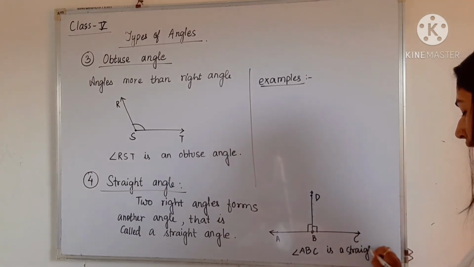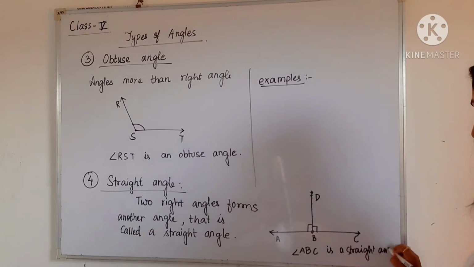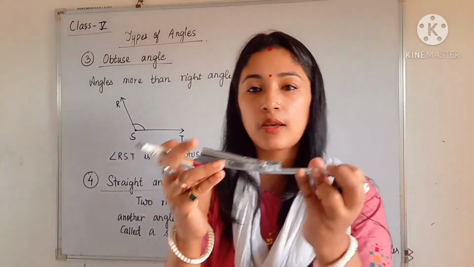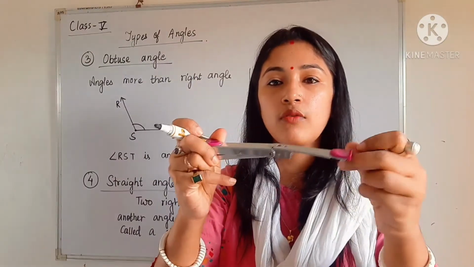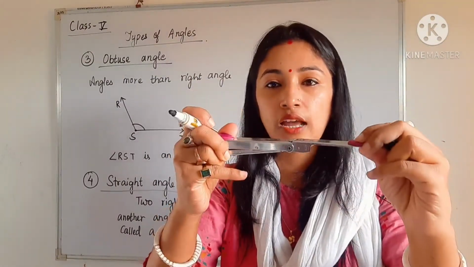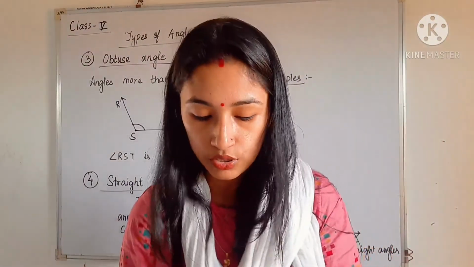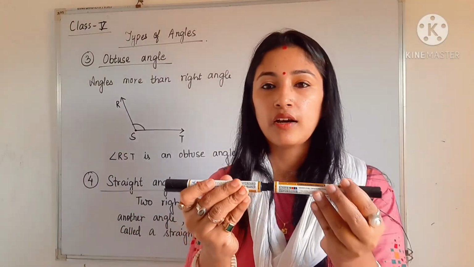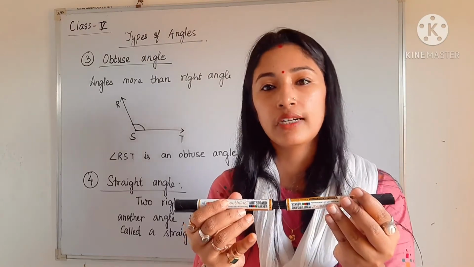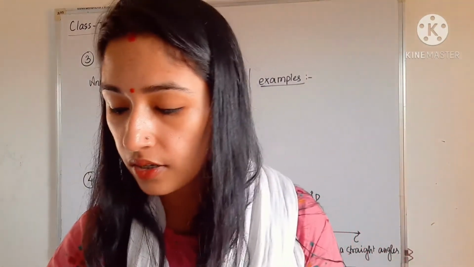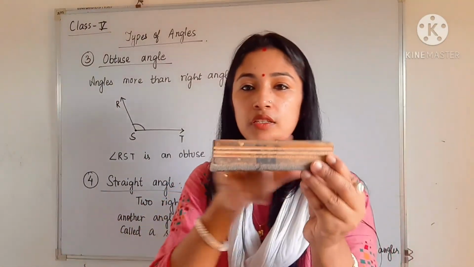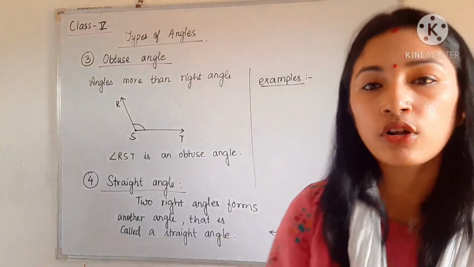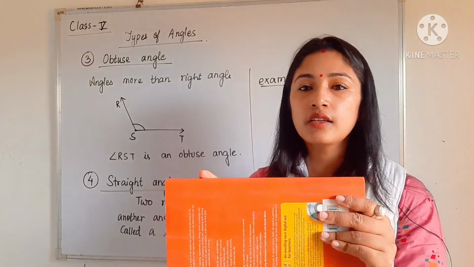There are many examples of straight angles. I am giving you one example. The first example is using the stapler again. This is the straight angle. Similarly, using 2 marker pens we can make a straight angle. Similarly, using a duster we can form a straight angle. The edge of a book is also a straight angle.